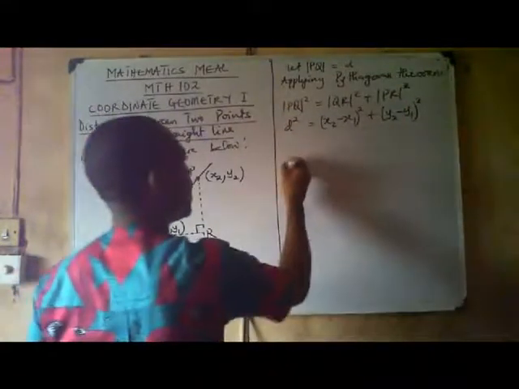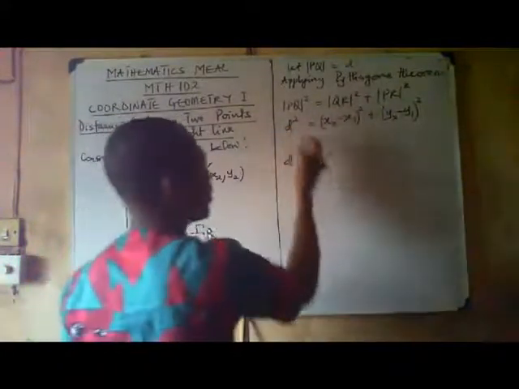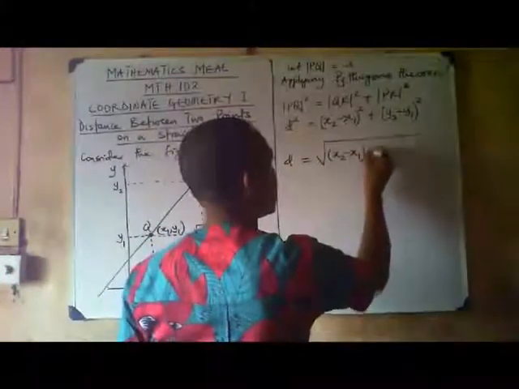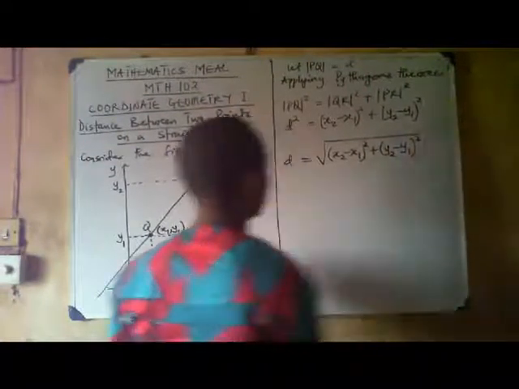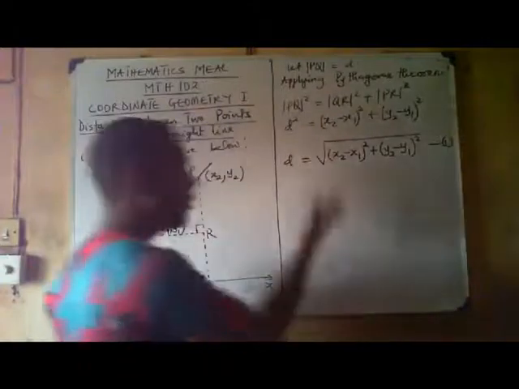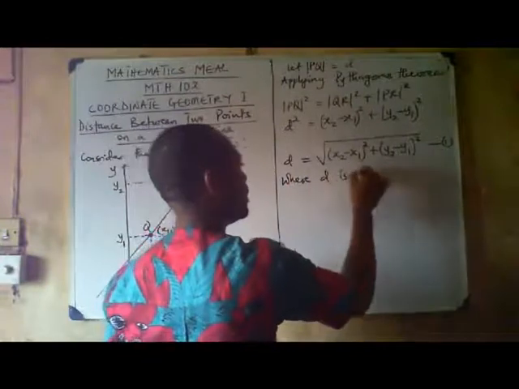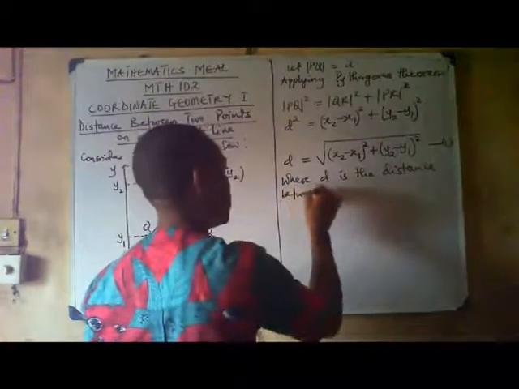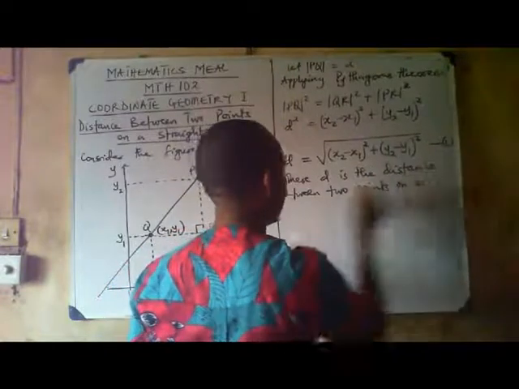Alright, so if I want to find this distance now, D will become, let's find the square root of both sides in order to get my D. So I'll have D equals the square root of x2 minus x1 all squared plus y2 minus y1 all squared. So to find the distance between 2 points on a straight line, I use that equation there, where D now is the distance between 2 points on a straight line.